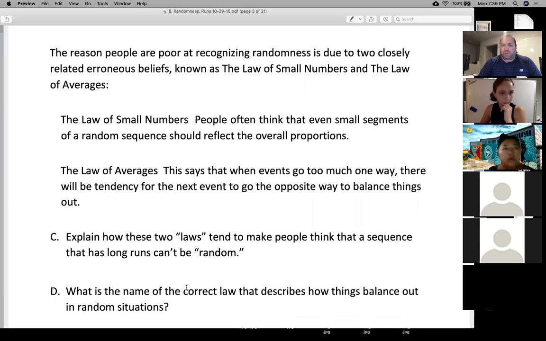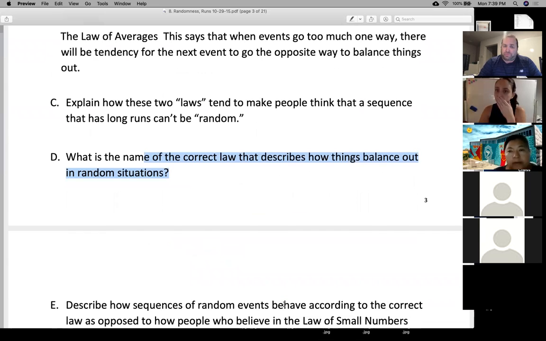By the way, what's the name of the correct law that describes how things balance out? Law of large numbers. The law of large numbers.